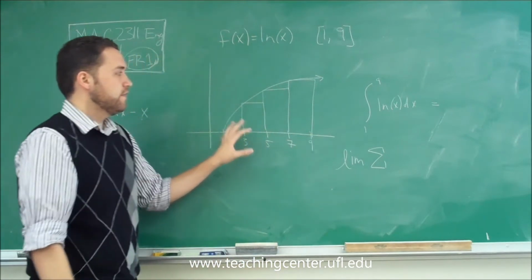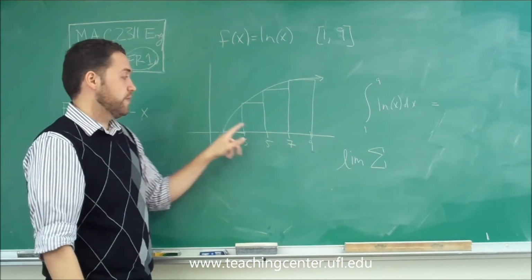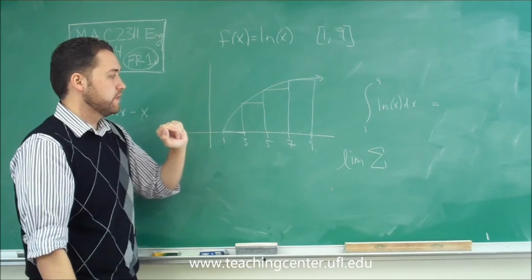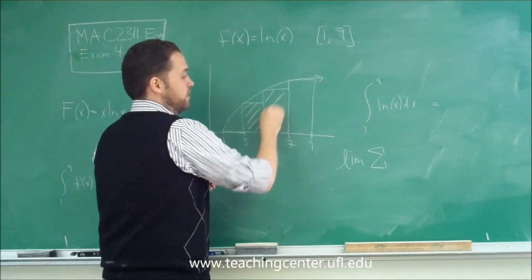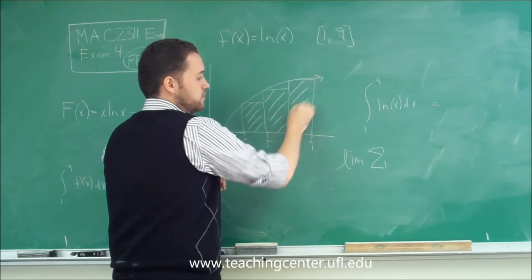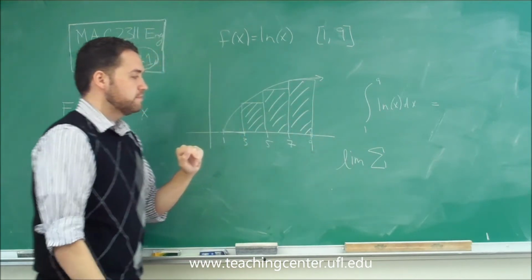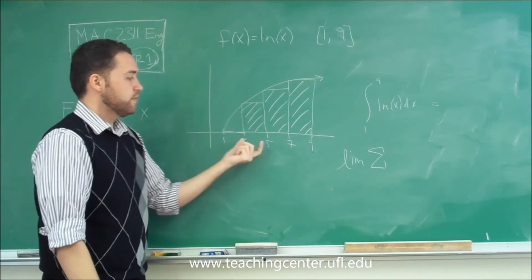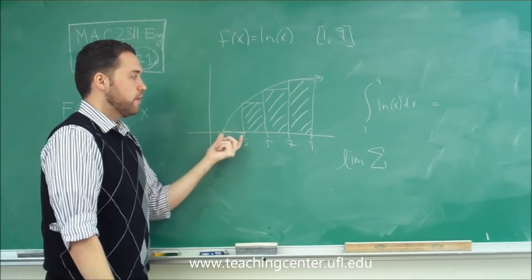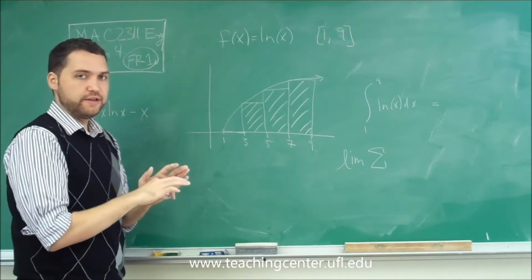From the picture you can definitely see it's going to be an under approximation because we have all these gaps we left. So we need to find out what all of this area is going to be, and then we'll be done. So how do we find it out? Well, the area of a rectangle is width times height, and if we add up all 4 of these rectangles, then we have our approximation.